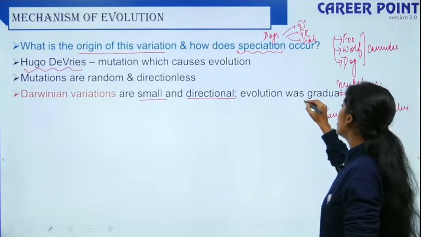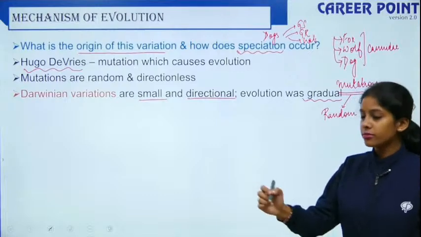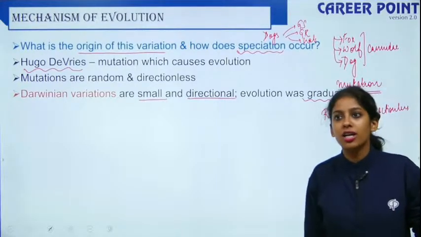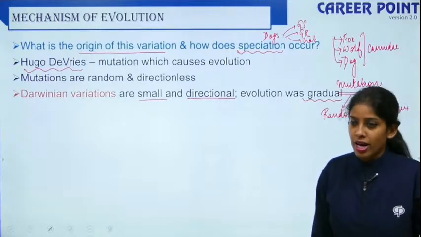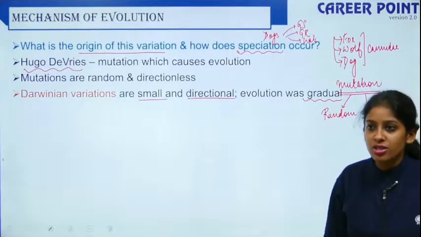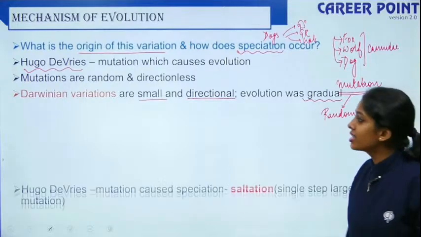Darwin said one point for sure. He said evolution is gradual. It did not happen overnight. Humans do not come overnight from monkeys. It took almost 65 billion years to happen. It almost took 2000 years for humans to come from monkeys. Right? So it is gradual.